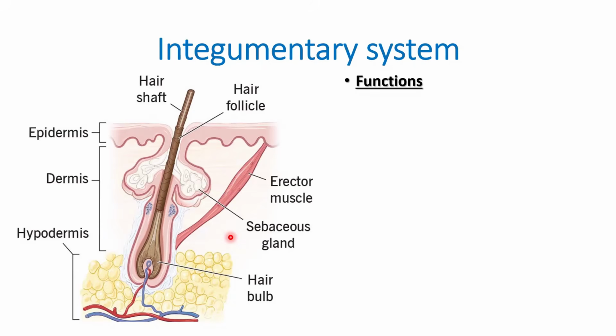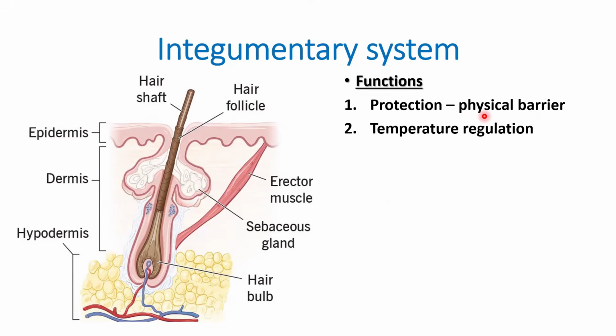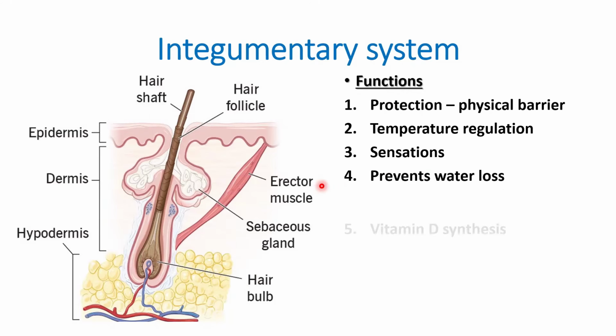Most likely the skin. You have protection. The skin acts as a physical barrier to pathogens, so viruses and bacteria. Then temperature regulation, using appendages such as sebaceous glands, and the contraction of the erector pili muscles to alter the orientation of the hair follicles. Then sensations, it has receptors that are able to detect UV light. Then it prevents water loss.